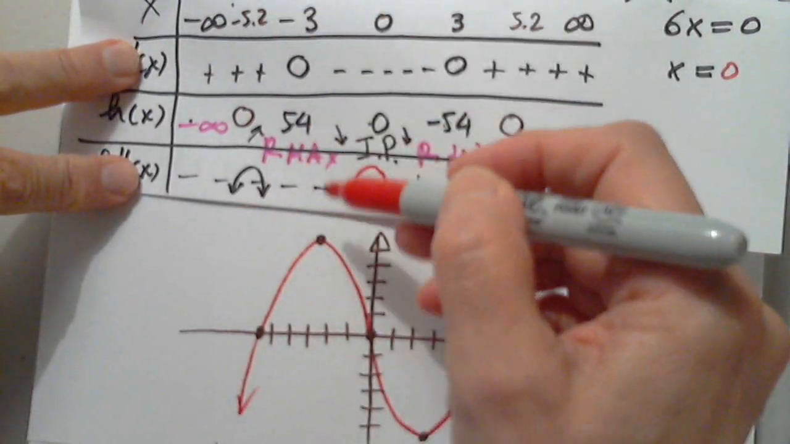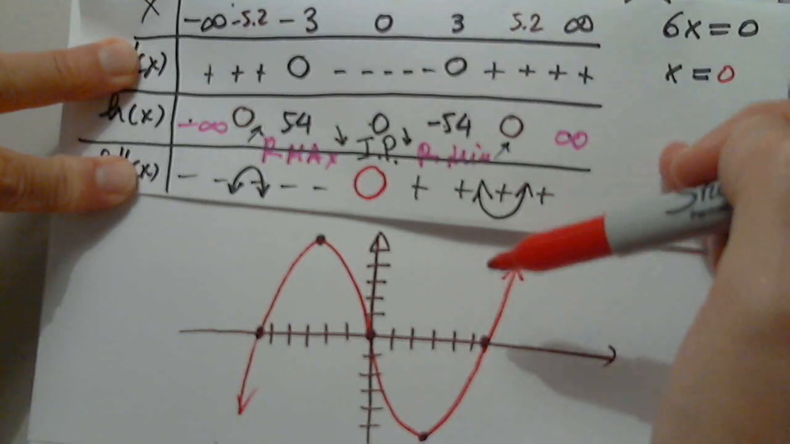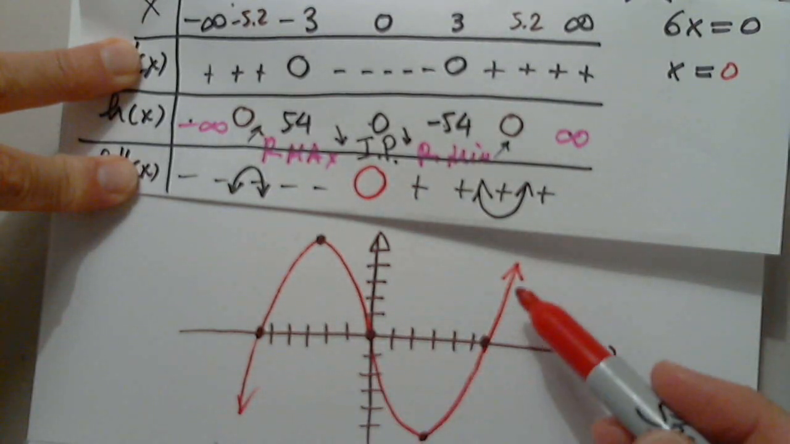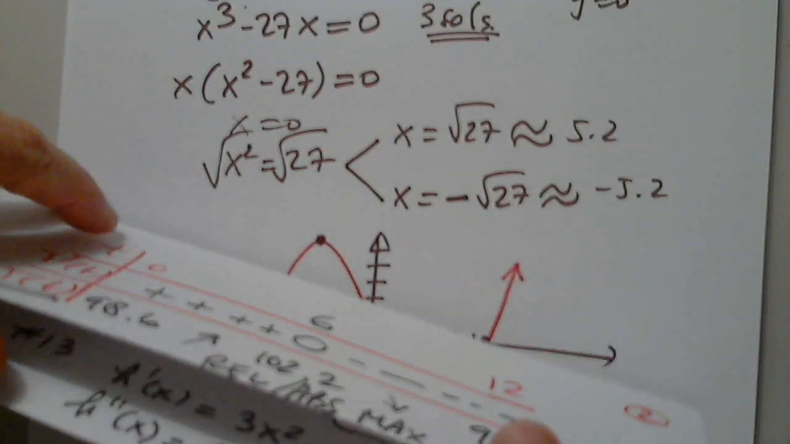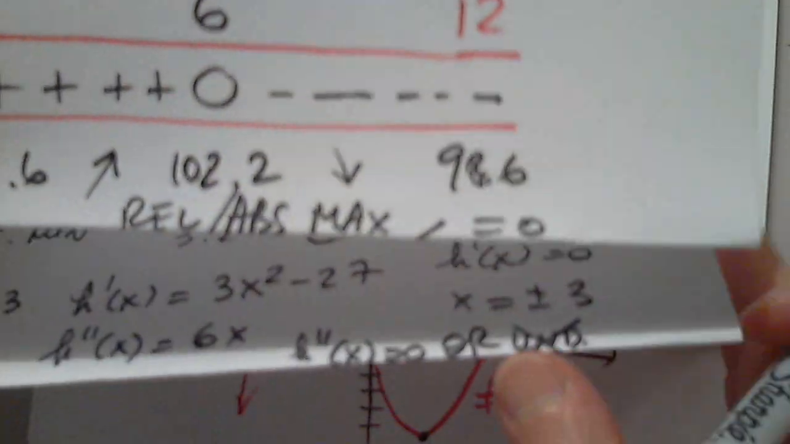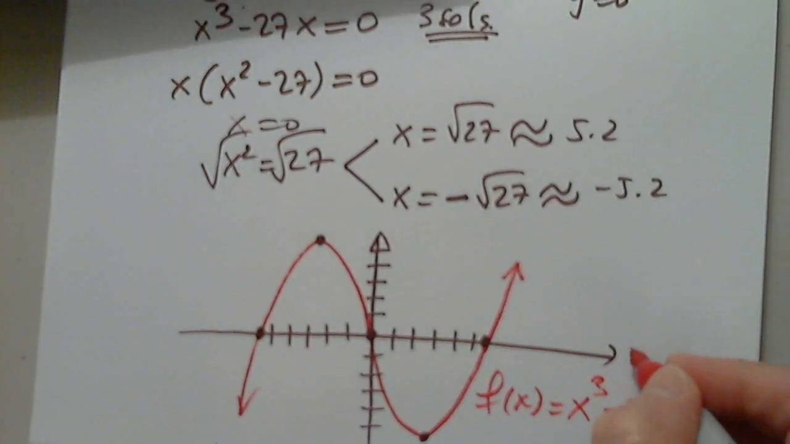Step by step, the table told me how to graph this function. And this is f of x equals, what was it? Who knows? Who cares? We do. So that's the graph.